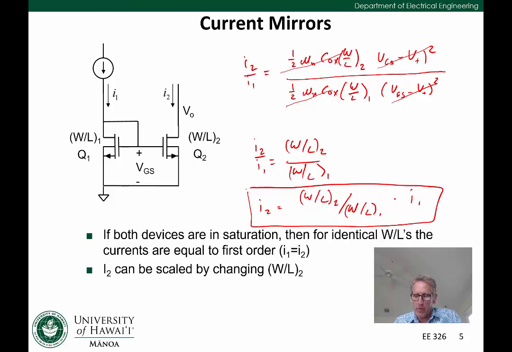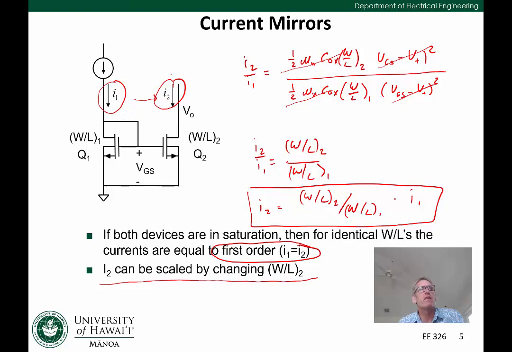So if the W over L's are equal, if W over L2 equals W over L1, then we can say to the first order that I1 would equal I2. And what we see here is that I2 can be scaled by changing W over L2. In other words, if we increase the size of W over L2 relative to W over L1, we can get more current into W over L2. And this is how a current mirror is behaving. So we think of this as the current I1 gets mirrored into the current I2, hence the name current mirror.